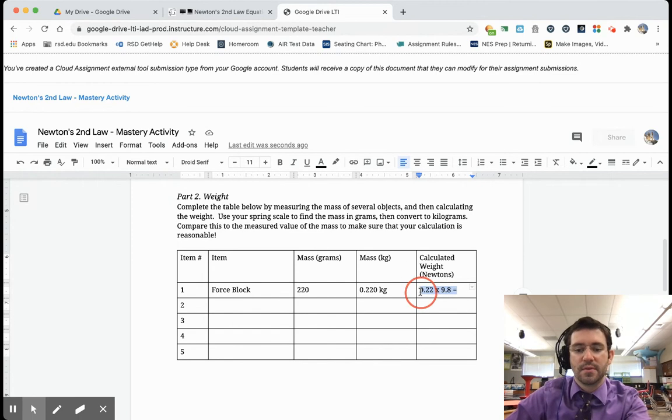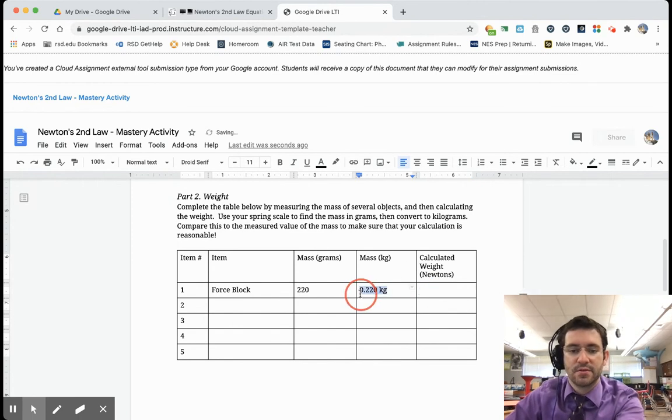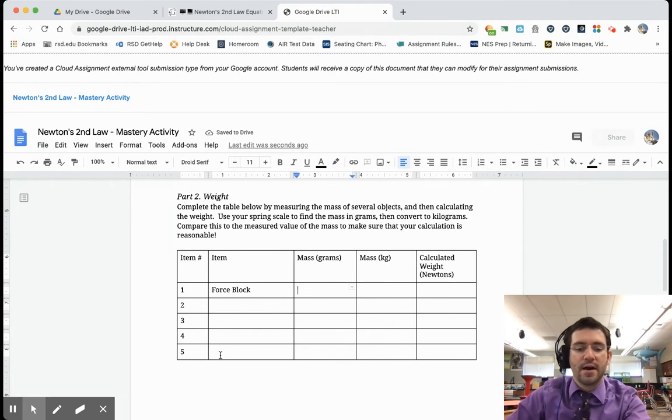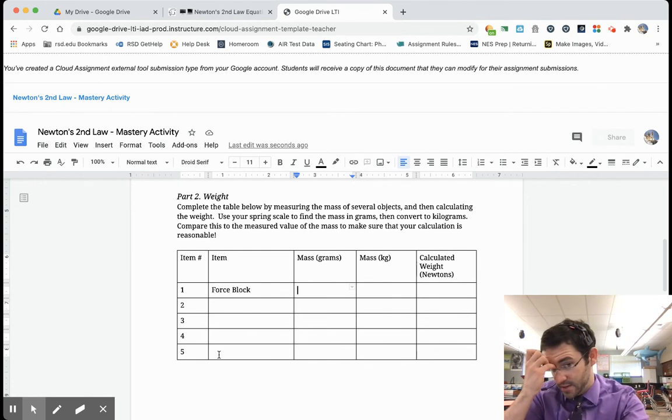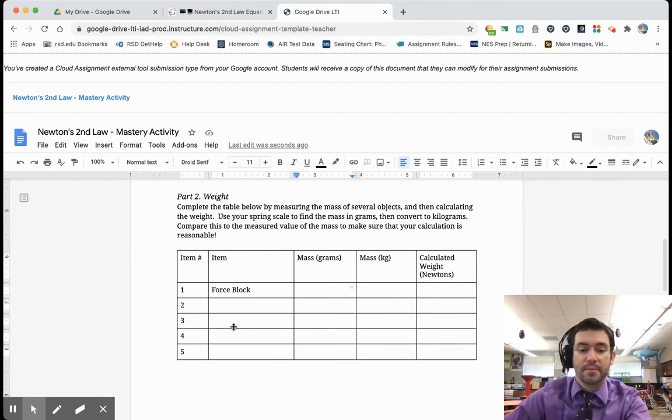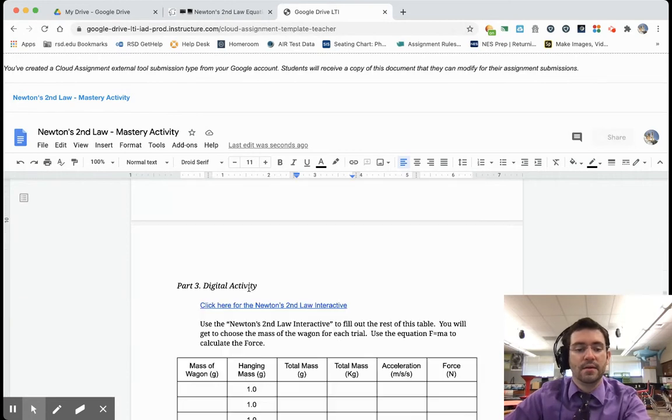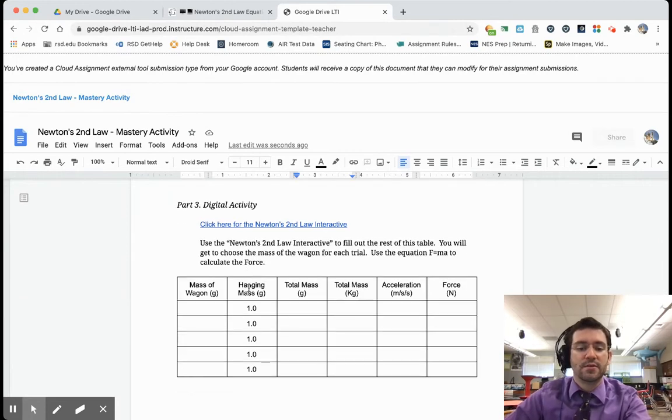Once you're done with the force block, I'm going to clear these off so you don't get my answers. Once you're done with the force block, you're going to pick 4 other items around your house. So a pair of socks, anything you can lift with the spring scale, a toy, anything like that would be great.